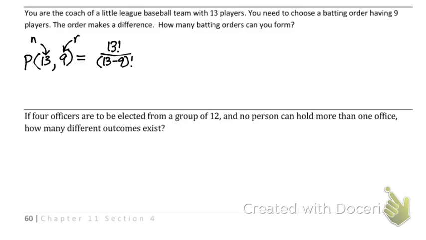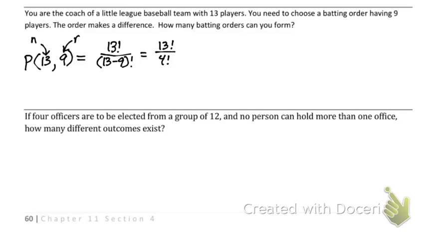So to figure out how many batting orders you can form, we're going to do 13 factorial all over 13 minus 9 factorial, which is going to be 4 factorial. You do have a factorial button on your calculator. I am not always going to let you use it. But if you hit your math button and go over to probability, there is a factorial button. For those of us that have to plug it in our calculators by hand, remember there is a slight shortcut. Not so much on this one.